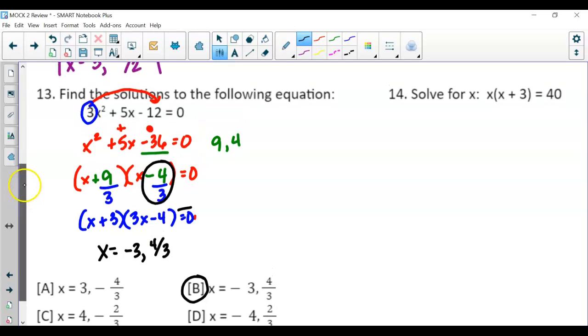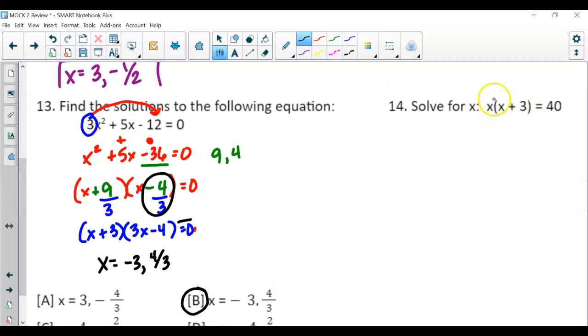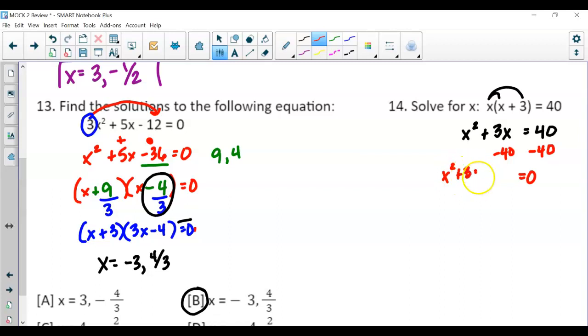Now in question number 14, notice again here, we've got our parentheses, so we need to distribute. X squared plus 3x is equal to 40. But we can't factor yet, right? Because this must equal 0. So subtract 40 now from both sides. I've got x squared plus 3x minus 40. Now we can factor. So what numbers multiply to get us -40 and add to get us 3?